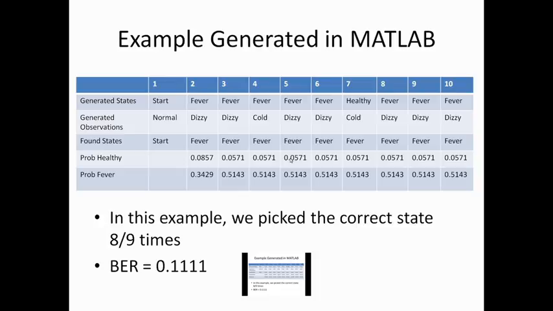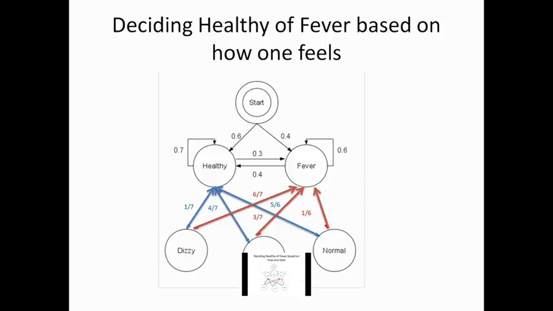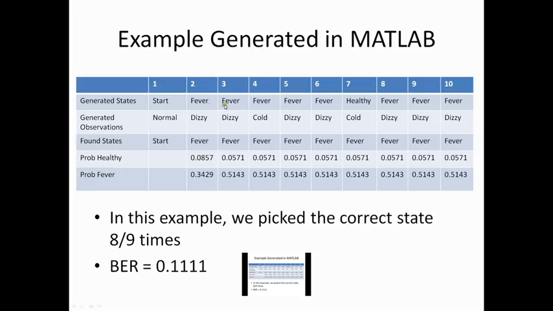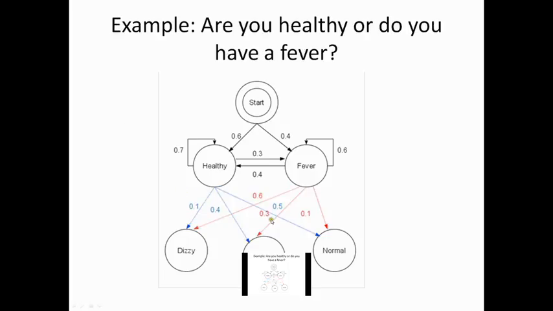And I wrote a MATLAB code that will randomly generate some states based on those previous probabilities. So when you start out, you have a 60% chance of being healthy, 40% chance of having a fever. You have a fever. It's just following this part up here to generate what our states are. And it generated having a fever on days 2 through 6, being healthy on day 7, having a fever on days 8 through 10. Then I generated the observations once again using these probabilities.